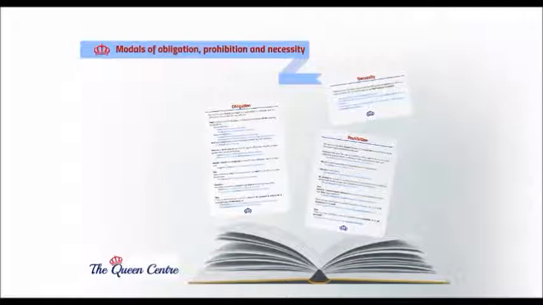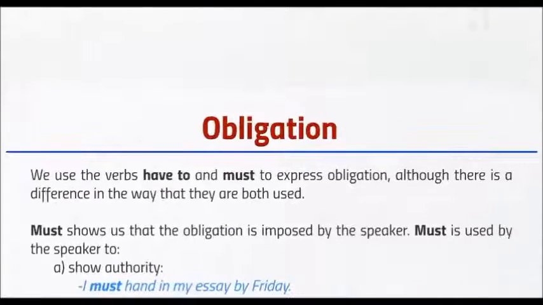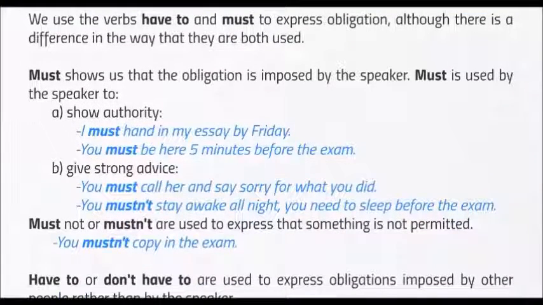In this unit, we are going to revise modals of obligation, prohibition, and necessity. Obligation. We use the verbs have to and must to express obligation, although there is a difference in the way they are both used. Must shows us that the obligation is imposed by the speaker.